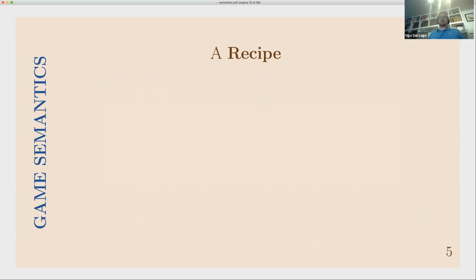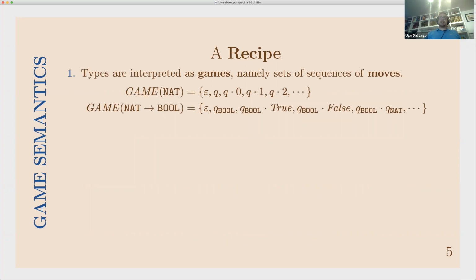But then I also want to talk a bit about game semantics, because I will say something about the differential form of game semantics at the end of my talk. So the recipe here is to go by way of games. You interpret types as games, which are made of sets of sequences of moves, sets of plays. For example, you can interpret NAT as a set containing the empty sequence, a set made of just one question, and then all plays which make this question be followed by an answer, so by a number.